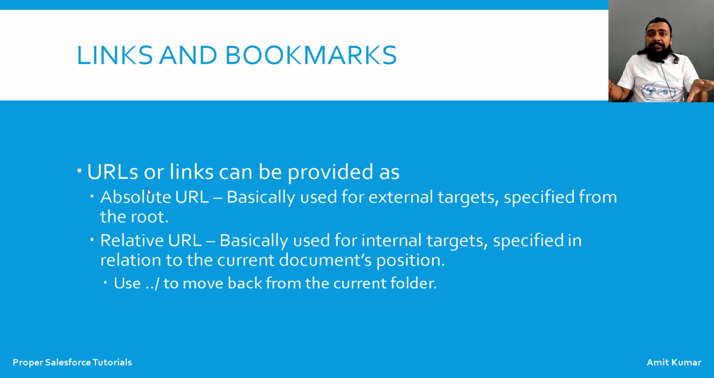But a relative URL is for internal targets, to any specific page that belongs to our own website, and that time we use a relative URL in relation to the current position. So if you are on a web page A and you want to go to a web page B of the same website, then we use relative URLs, and here the URL is specified in relation to the current page address. You will understand it more when we see that practically.